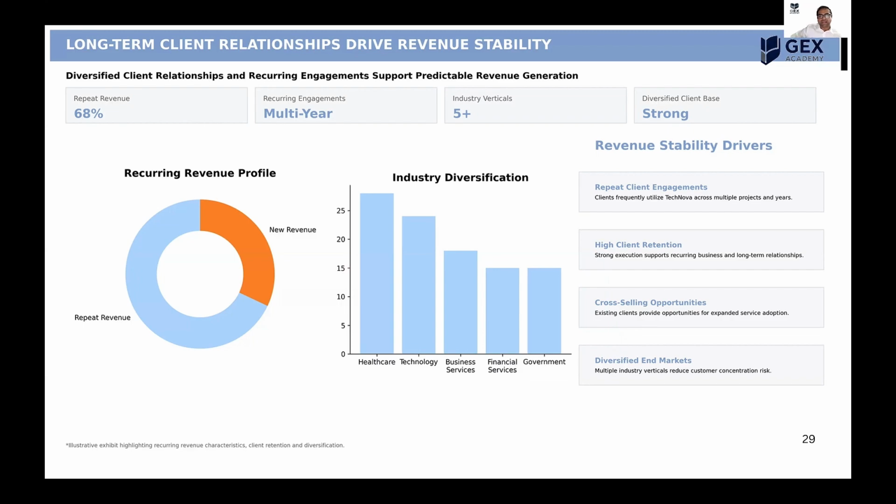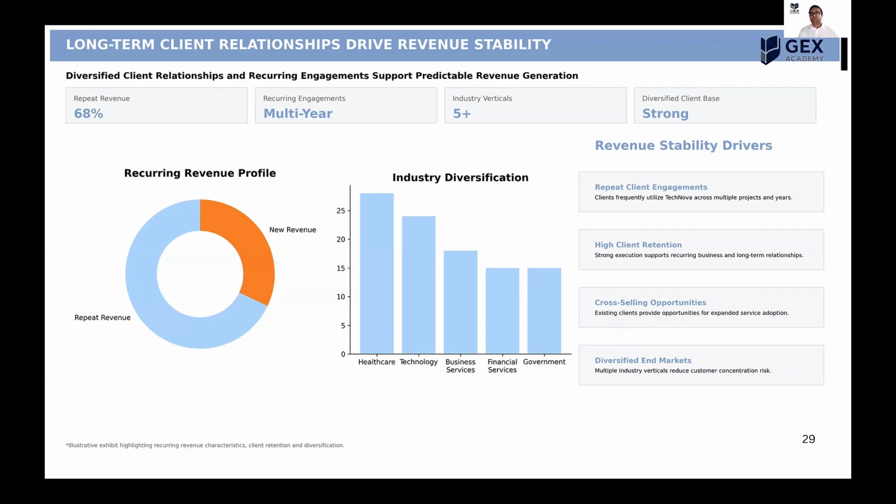Rather than relying entirely on one industry, the company services clients across multiple areas, so healthcare, technology, and so on and so forth, right? From a PE perspective, diversification is super important. Then you have revenue stability drivers, right? Repeat client engagements: management indicates that many clients utilize the company across multiple projects for multiple years. High client retention, strong execution that creates customer loyalty and leads to recurring opportunities, right?